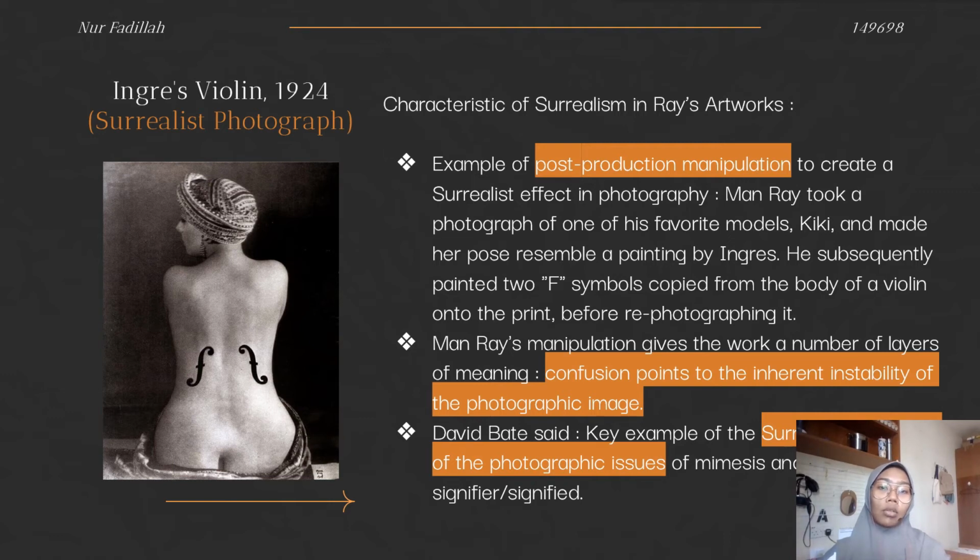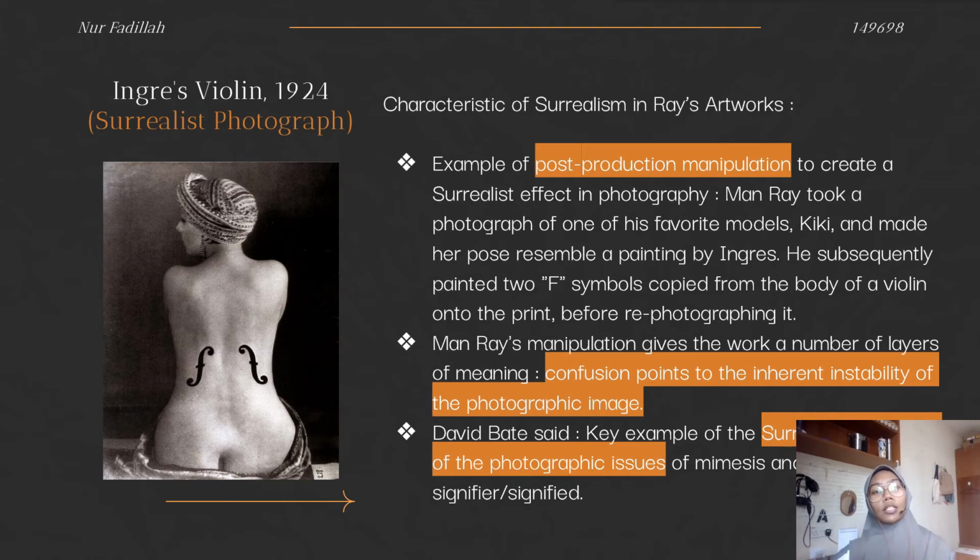This instability is so often explored by the surrealist photographers. So as you can see, surrealist photographers love to produce artworks or photographs that make the viewers or the audience confused. What is actually the reality? Are those a real tattoo, or are those a real hole of the F symbol on the female's body?